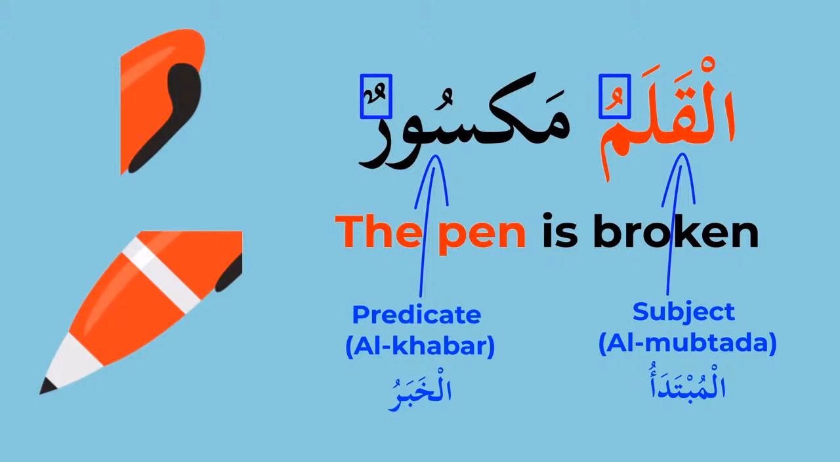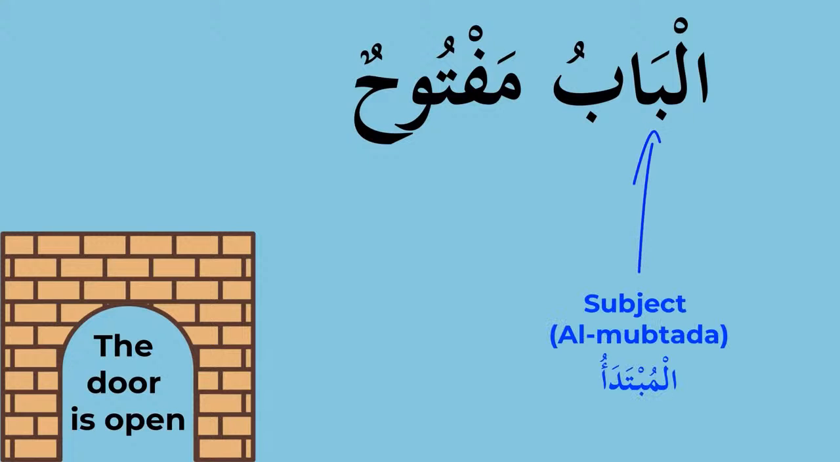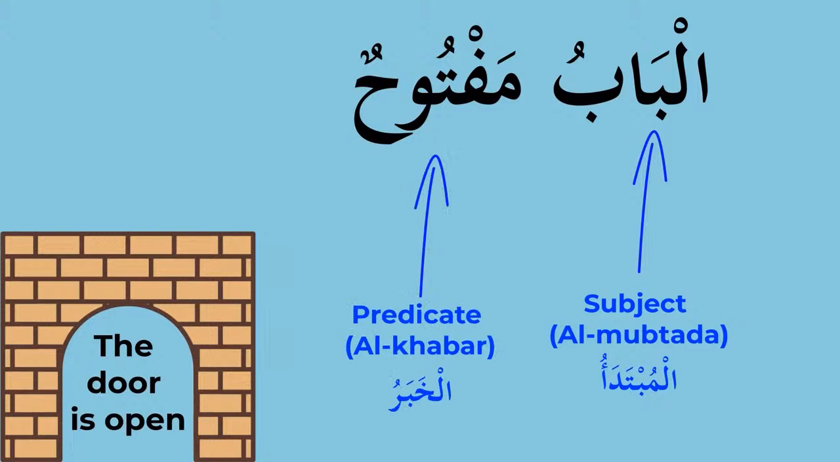Next sentence, brother. Al-babu maftuhun. What is the translation of al-babu? The door. Definite. Okay. And what is the news? Is open. Okay. Now we go in Arabic. Al-babu. What is al-babu? Mubtada. What is maftuhun? Khabar. The news. Are you with me? Is it clear?